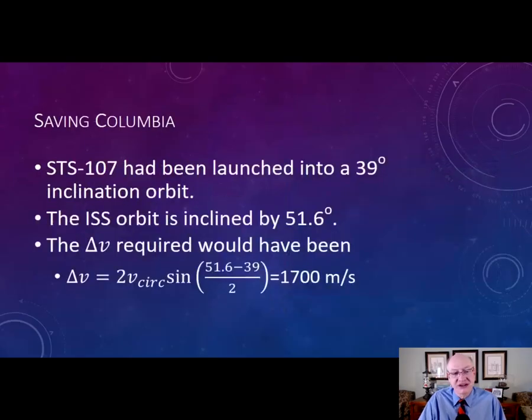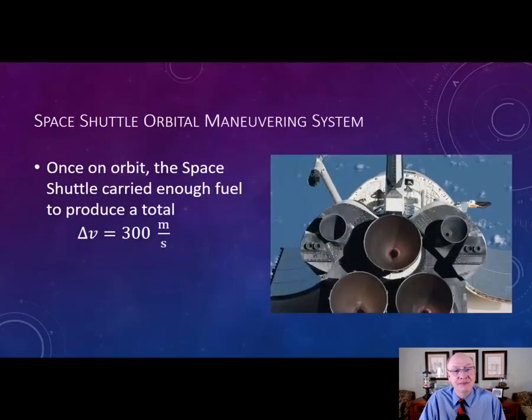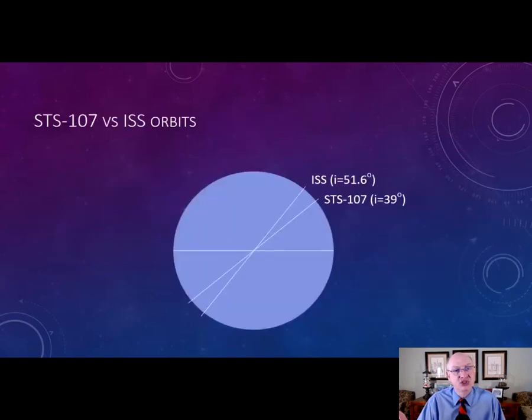If you plug the numbers into your calculator and work it out, it would require a delta V of 1,700 meters per second. And the problem with a delta V of 1,700 meters per second is that, as we've already seen, the space shuttle only carried a capacity to change its speed by 300 meters per second when it was on orbit. So even if they had discovered, while the space shuttle was on orbit, that the wing was irreparably damaged and there was nothing they could do, the crew did not have enough maneuvering fuel on board to change their orbit to match the orbit of the International Space Station.